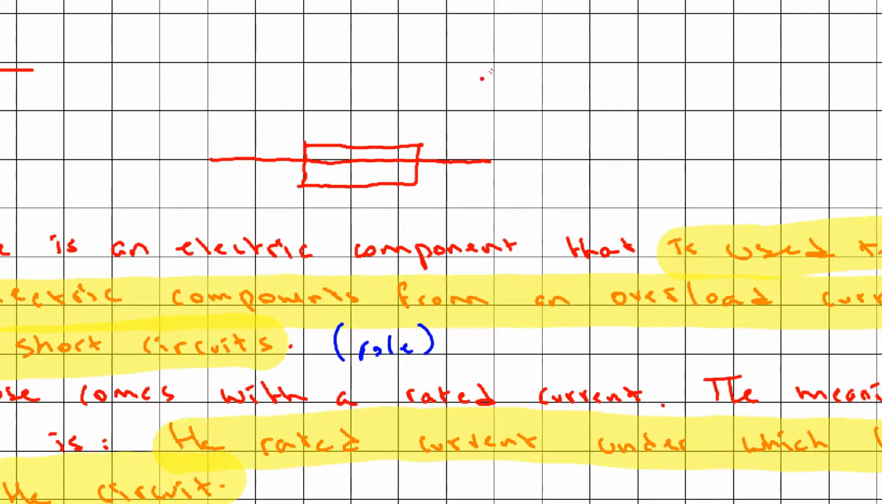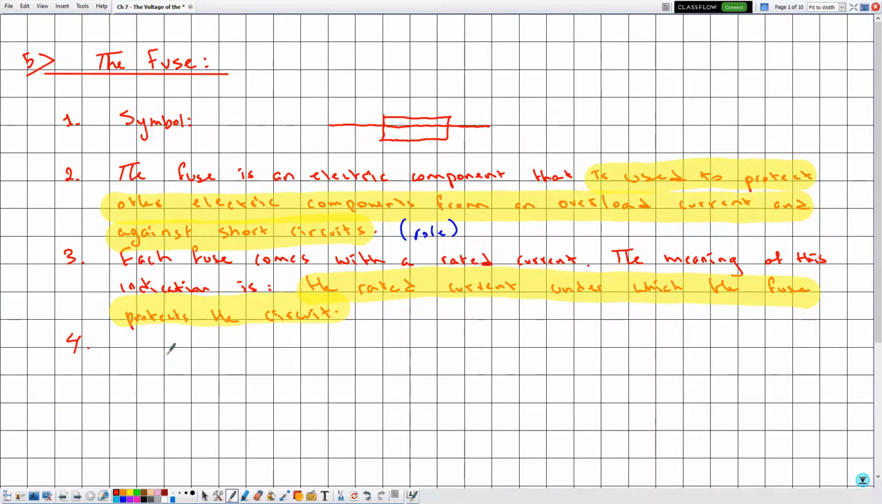Now suppose, as we have mentioned previously, that this fuse has a rated current of 0.5 amperes, and it is being traversed by the current I. As long as the current I is less than or equal to 0.5 amperes, nothing will happen to the circuit, or especially to the fuse. If the current exceeds the value 0.5 amperes, suppose it is 0.7 amperes, then the traversing current is greater than the rated current. In this case, the fuse will cut off the circuit.